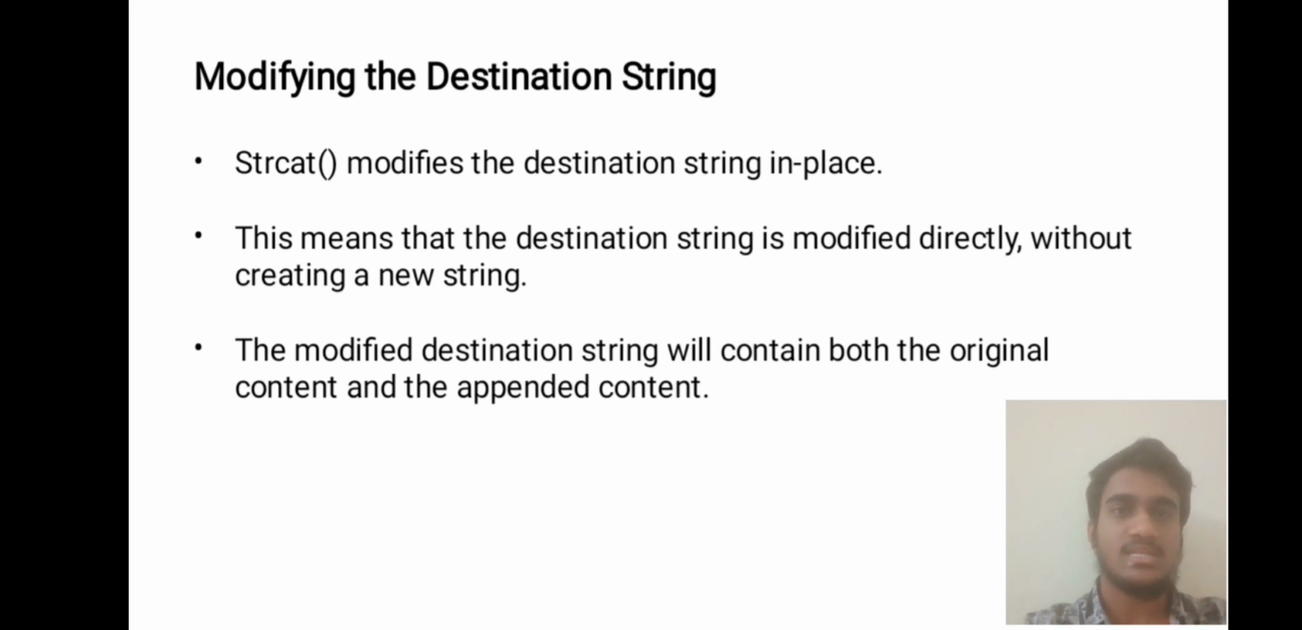Modifying the destination string. strcat() modifies the destination string in place. This means that the destination string is modified directly without creating a new string. The modified destination string will contain both the original content and the appended content.